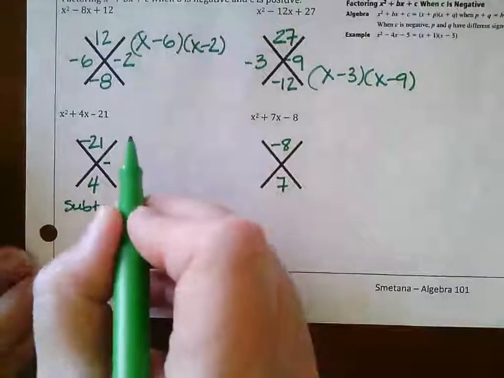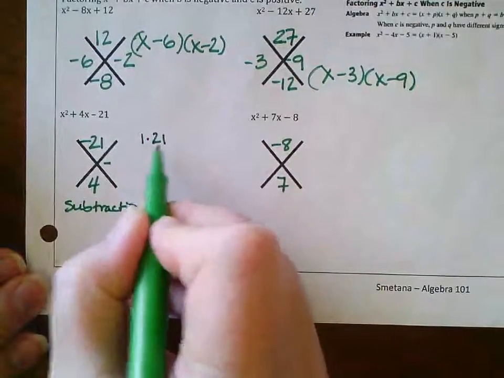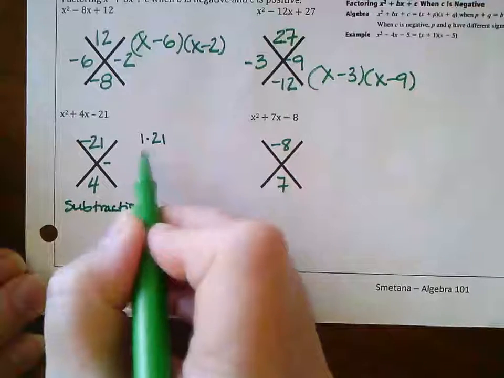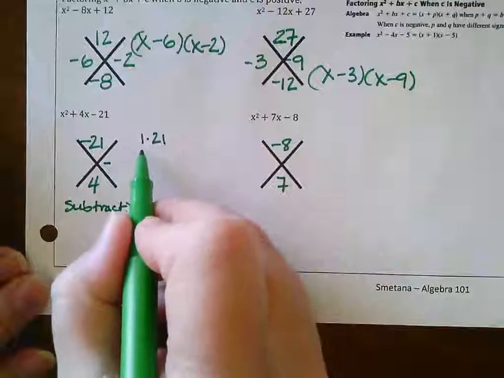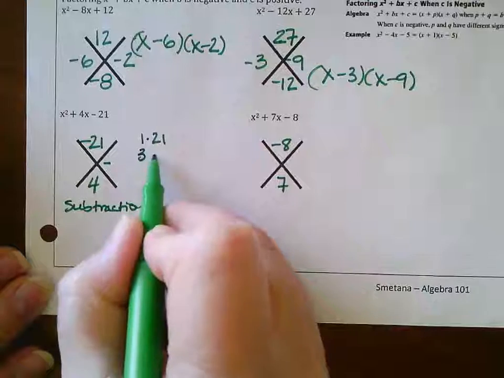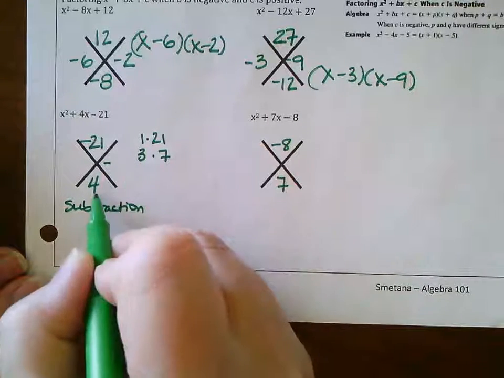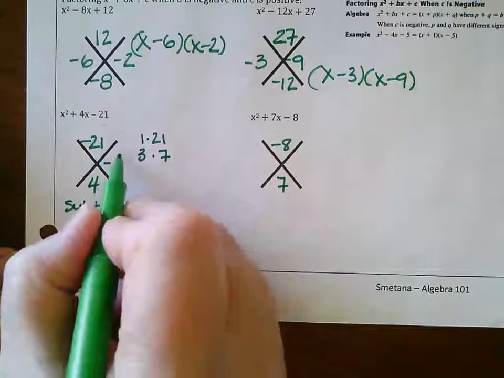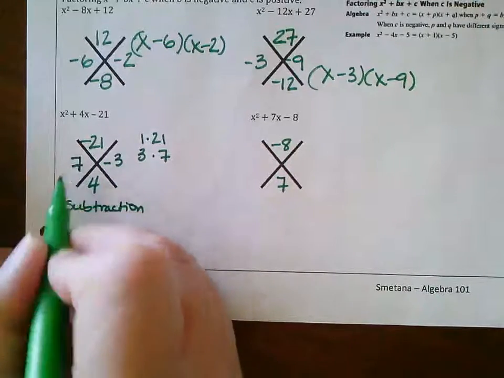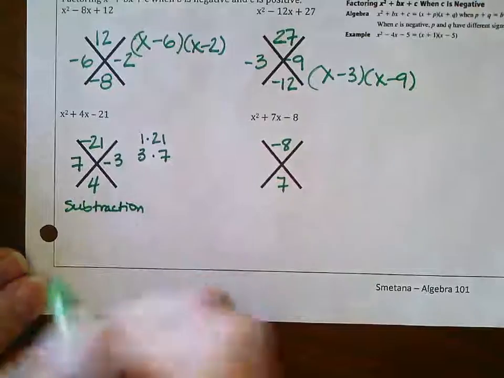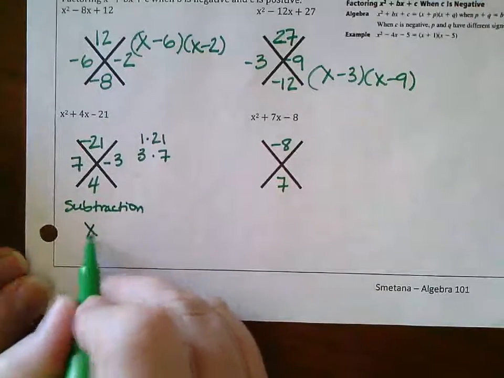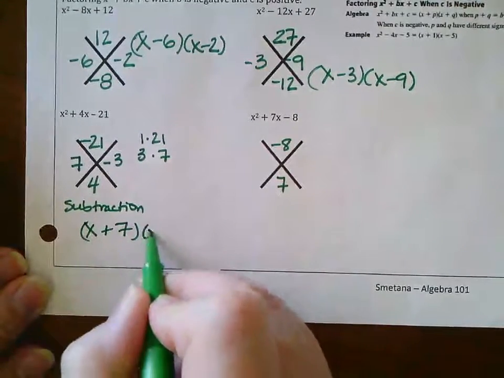So think of the factors of 21, 1 and 21. If I subtract those, I get 20, so that's not going to work. So 2 doesn't work, 3 and 7. If I subtract 7 minus 3, I get 4. Booyah, we're good to go. So 7 minus 3 is 4. So this is actually x plus 7, x minus 3.